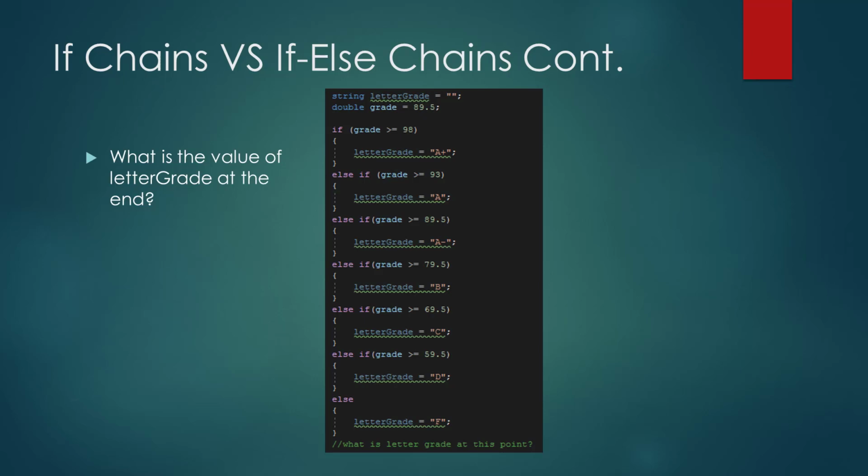The reason is that this grade is not greater than 98 or 93, so both the first and the second if statements are false. However, grade is equal to 89.5, so the letter grade gets set equal to A-, and then the rest of the if-else chain is skipped.